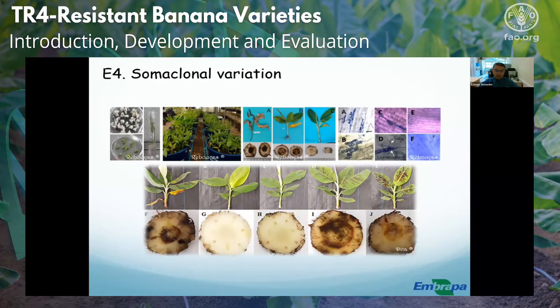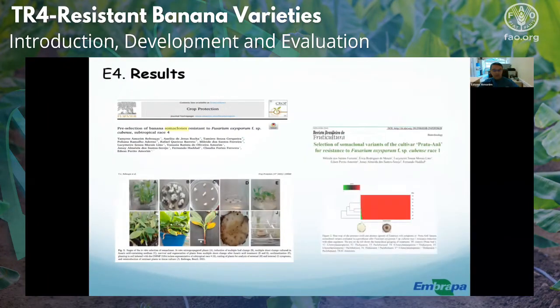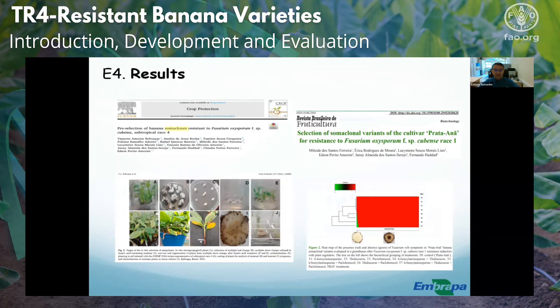The in vitro somaclonal evaluation is the fourth strategy used by Embrapa. At this moment, we have 11 Cavendish and 6 Prata somaclones resistant to subtropical race 4. Those somaclones will be evaluated in Colombia in collaboration with AgroSavia for resistance to TR4 soon. We are planning to send these somaclones to Colombia this year and to start the evaluation next year, probably.